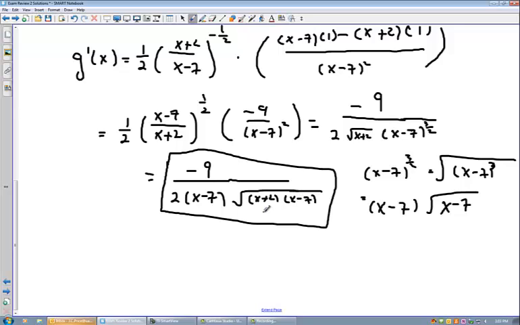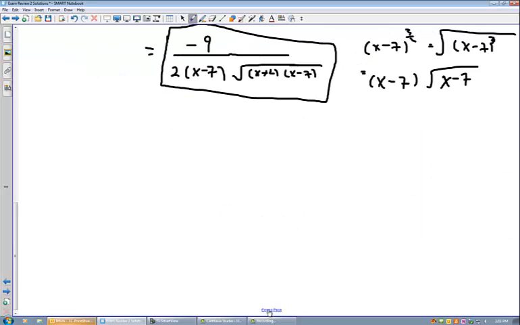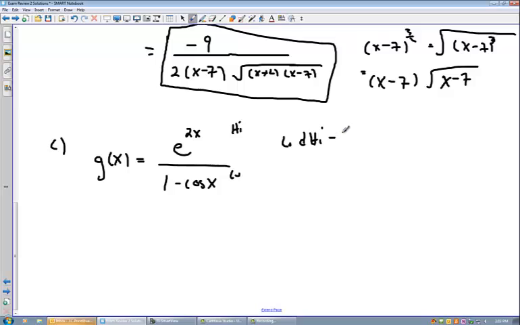All right, moving on. Part C. So part C, I have g of x equal to e to the 2x divided by 1 minus cosine x. So this is obviously a quotient rule. You have a high, you have a low, and it's low d high minus high d low, all over low squared, and away we go. So g prime of x is equal to, my low is 1 minus cosine of x, and then d high, here you have to be a little bit careful. This is a chain rule.